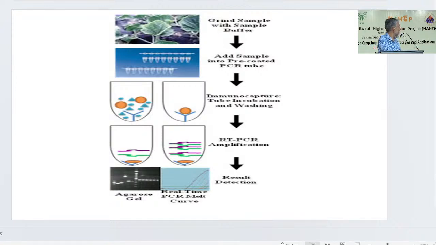So this is how it goes. You take the samples, then you capture the virus, and then you do a real time PCR.